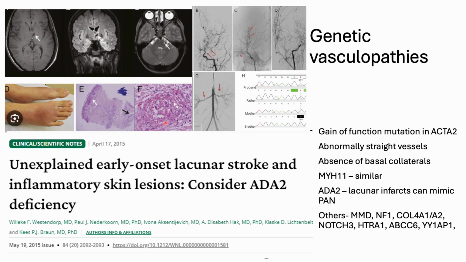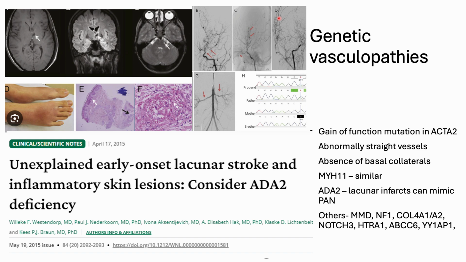So this is caused by mutations in CECR1. So that's a loss of function mutation, and this can lead to ADA2 deficiency. The reason why it's so interesting radiologically is that it can lead to overlapping clinical manifestations with polyarteritis nodosa. So it can give this characteristic inflammatory skin lesion, and within the brain, patients can present with recurrent lacunar strokes, confusing and overlapping the diagnosis with PAN clinically.